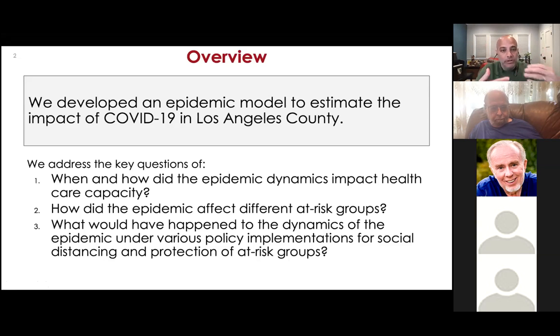So we're really looking at how the dynamics impacted the health system, what the healthcare capacity was, were we close to reaching capacity, and so on and so forth. We were also interested in how the epidemic affected different at-risk groups, and I'll get into how we define those at-risk groups. And then what would have happened to the dynamics under different policy implementations for social distancing, as well as protection of at-risk groups. And so we'll talk a little bit about that as well.